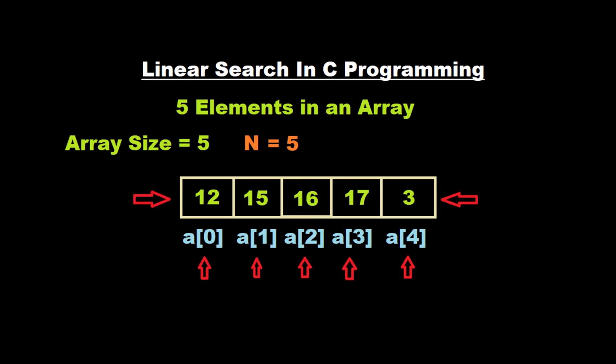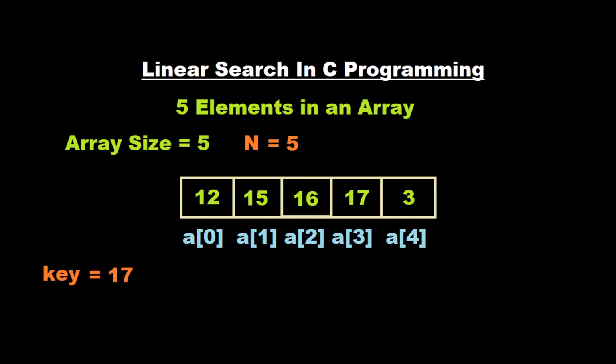Now, how to do the linear search? For that, we have to take a number. So let us search the number 17 in our case. So for that, we have to take the next variable, which is key. And as I said, we are searching the number 17. The value of key here will be 17.